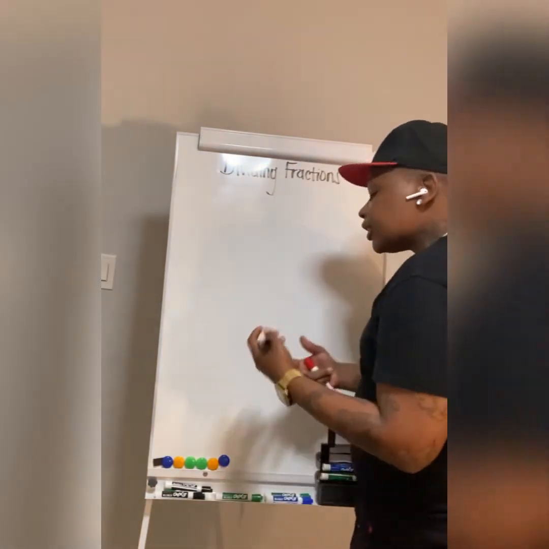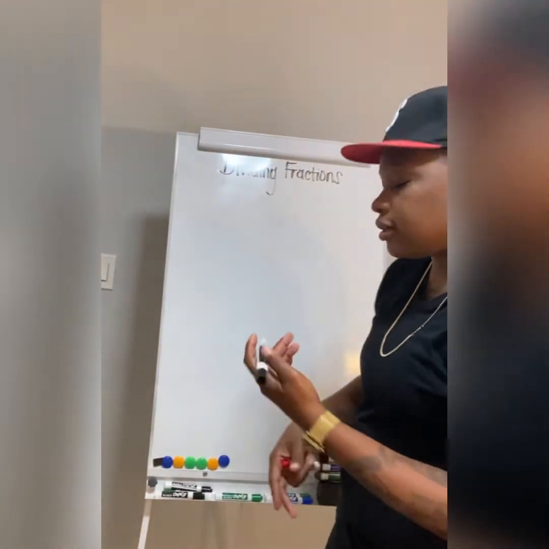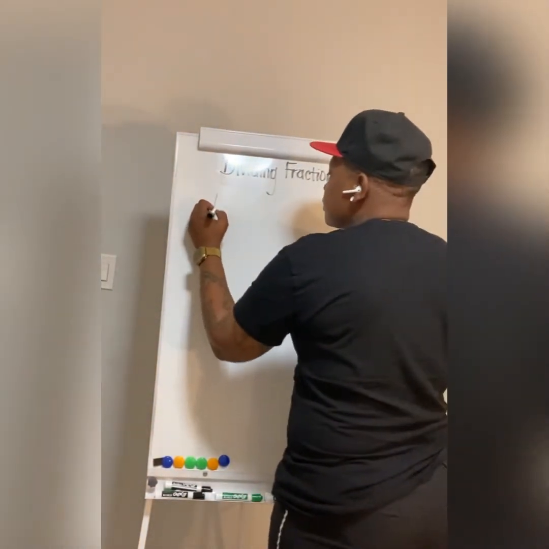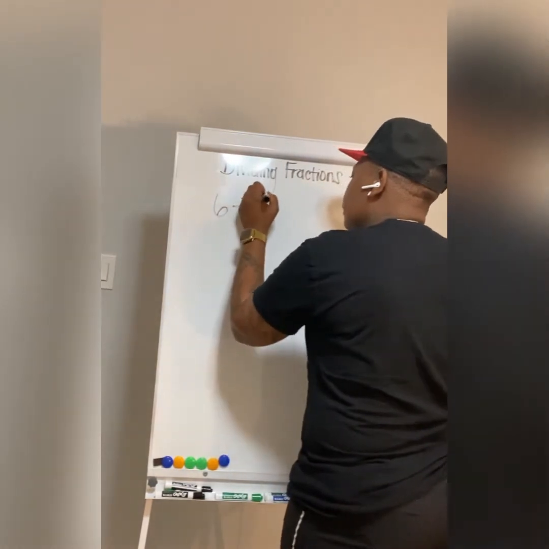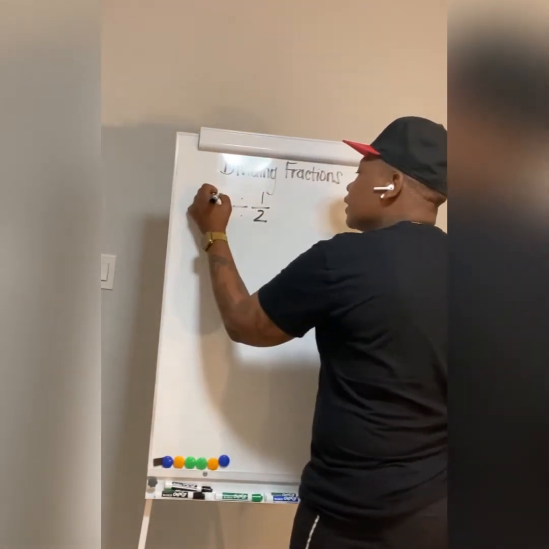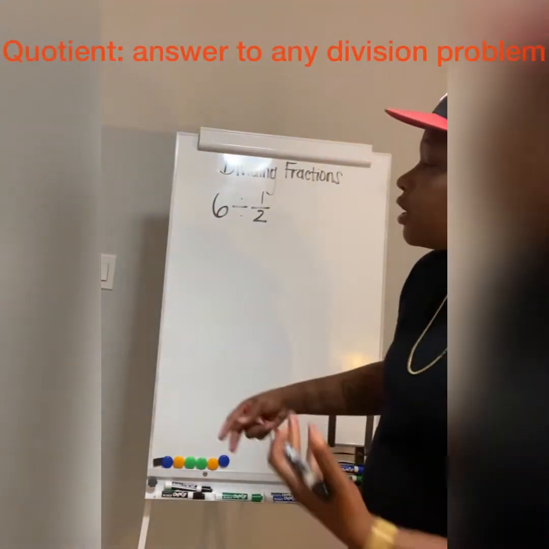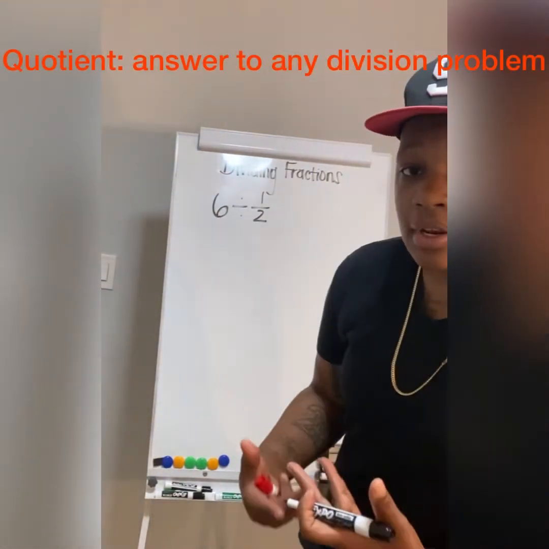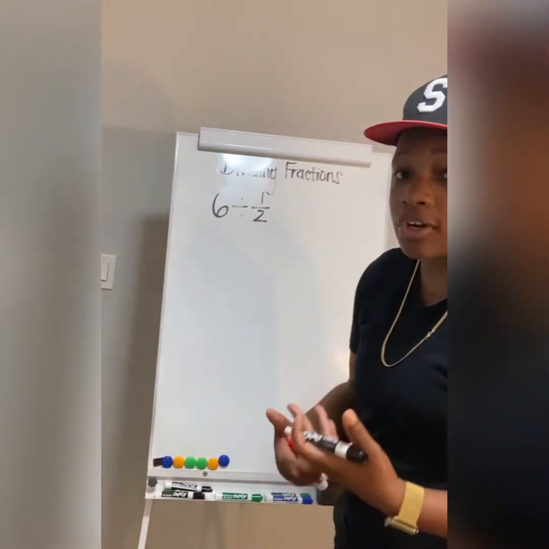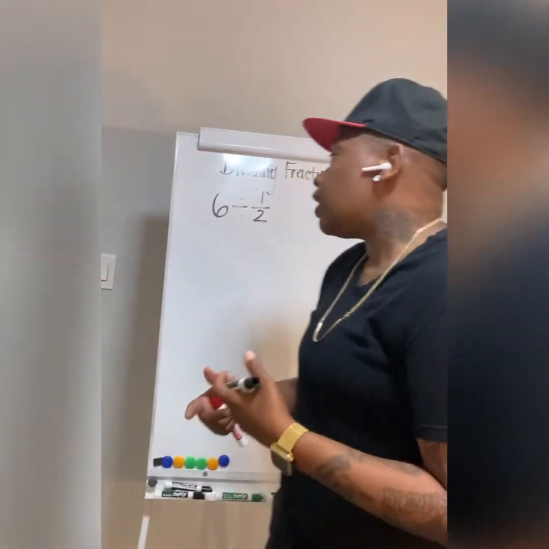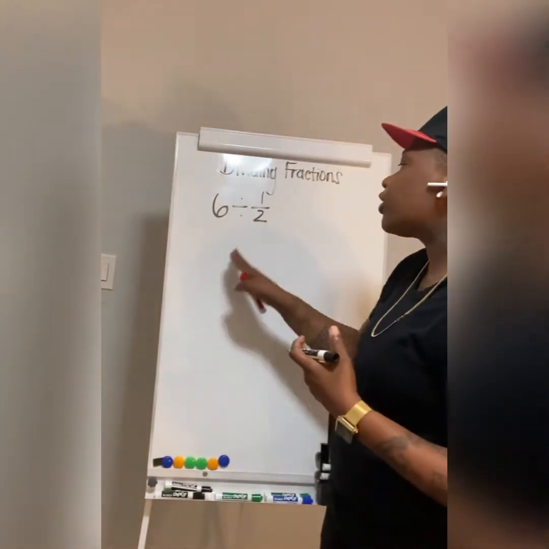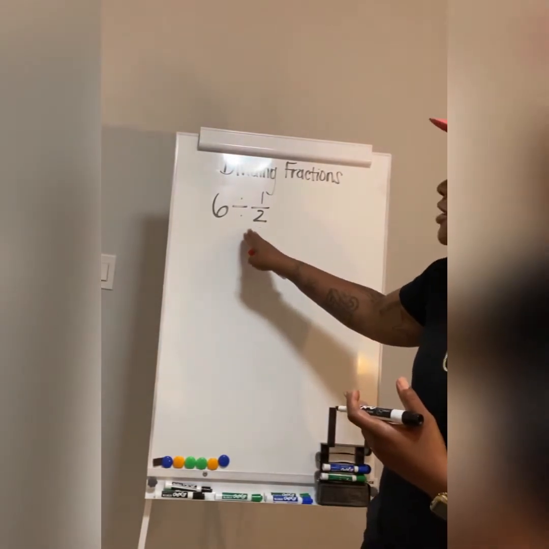Let's say I wanted to find the quotient of 6 divided by 1/2. And we know that quotient is the answer to any division problem. So if I tell you to find the quotient, that means I'm telling you to find the answer to a division problem. All right, let's take a look and see how we can figure out how many halves are in 6.